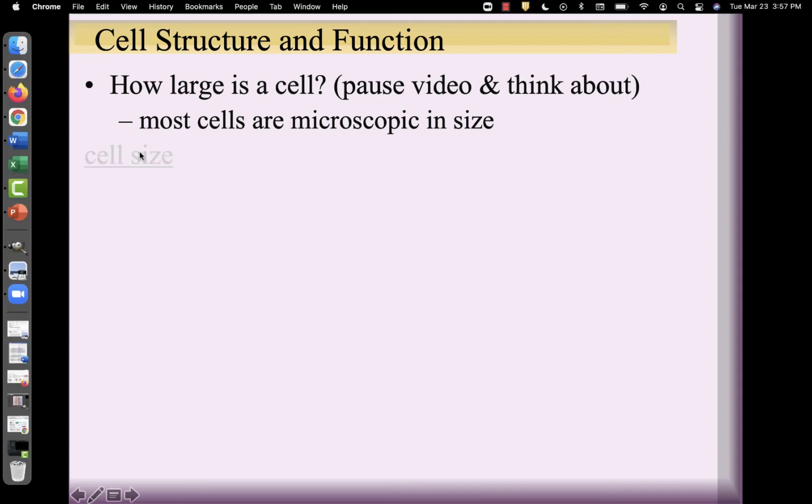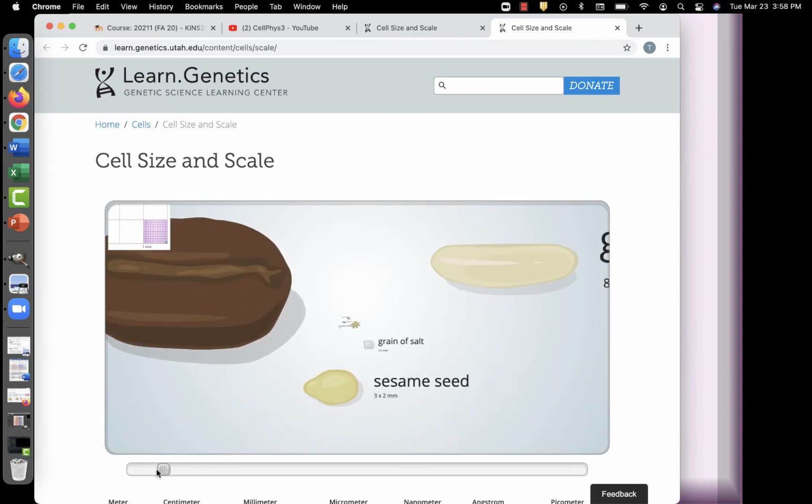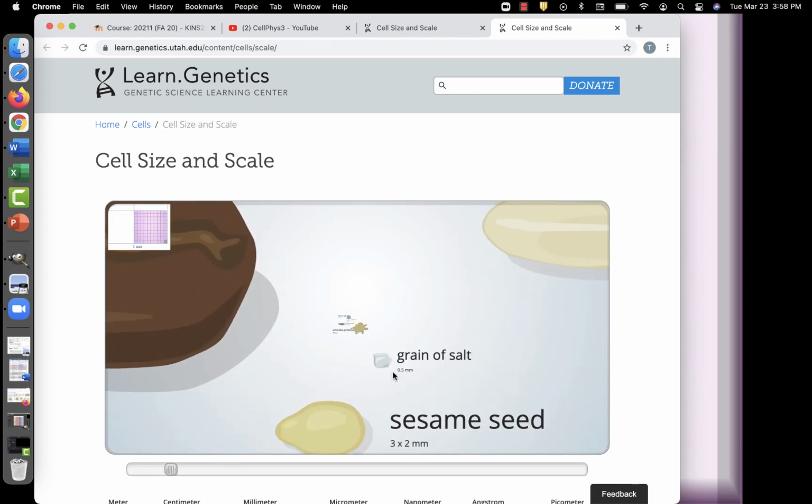Here we're going to look at a quick little video that gives us some perspective on this. Here we can see, it's a little bit large, and this is a coffee bean. Lots of you have seen coffee beans. This is, again, slightly larger than a typical coffee bean. Here's a grain of rice. Here's a sesame seed. We'll blow this up a little bit. Look, here's a grain of salt.